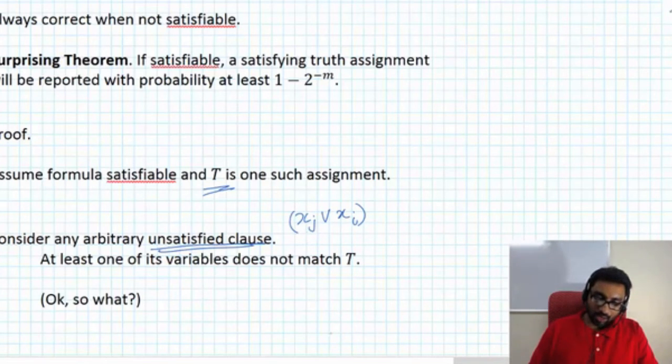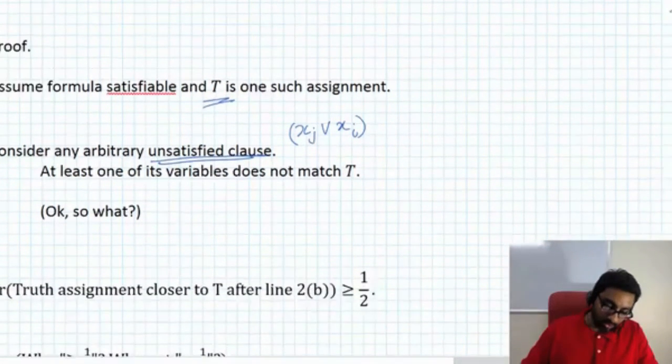Okay. And let's say both xj and xi match the truth assignments they have in T, well, then this clause will be a satisfying clause. So both of them cannot be matching their assignments in T. So at least one of them will have to be different from their truth value in T.